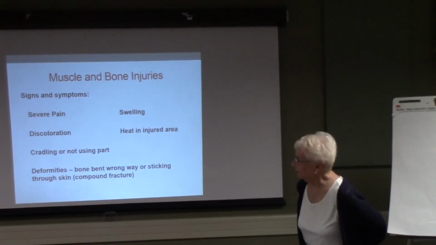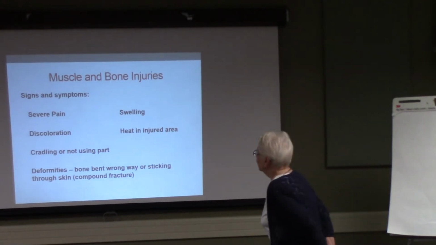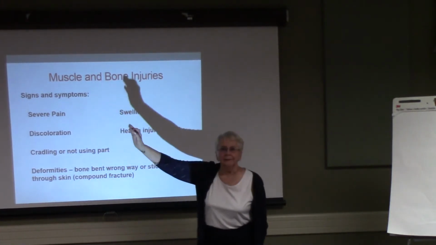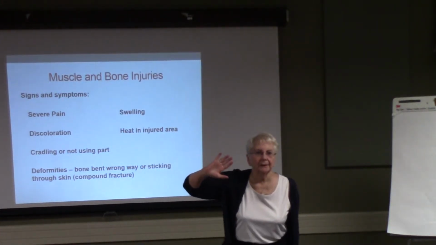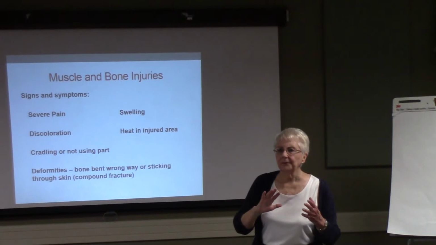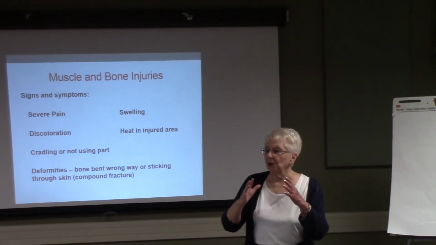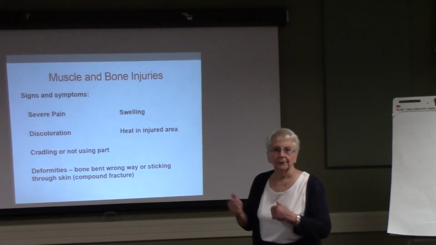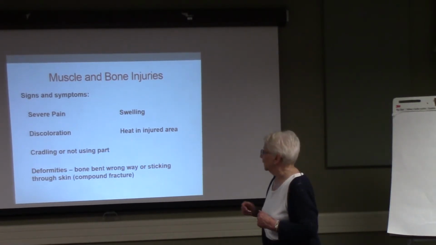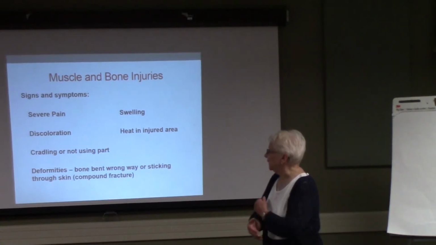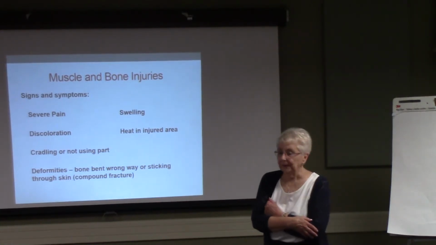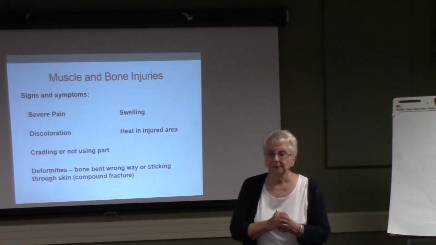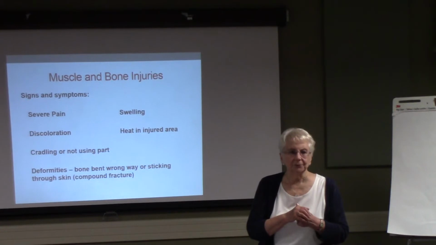Now let's look at muscle and bone injuries. Now the reason you have all four of these is because you've got blood someplace where it's not supposed to be. It's outside of the circulatory system and it's causing swelling. That swelling is pressing against nerves. The person may be cradling the injured part, and if you have deformities, compound fractures, that's really dangerous.